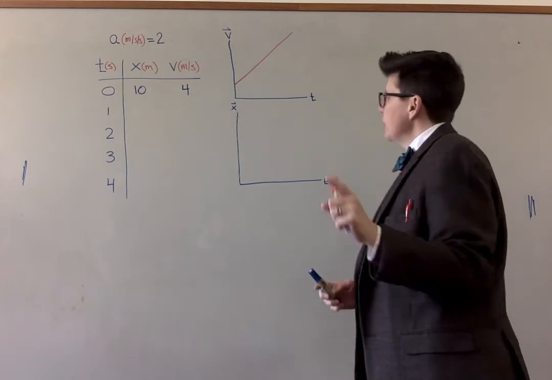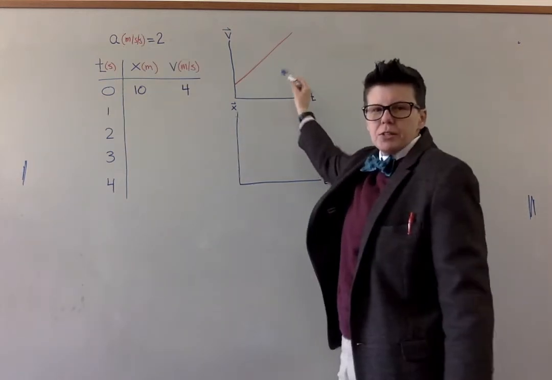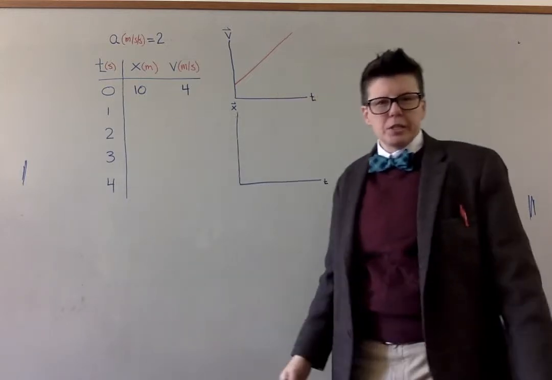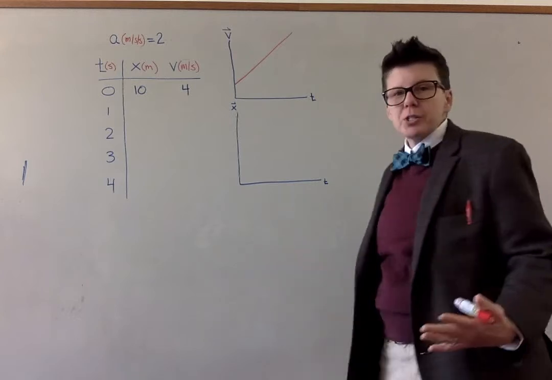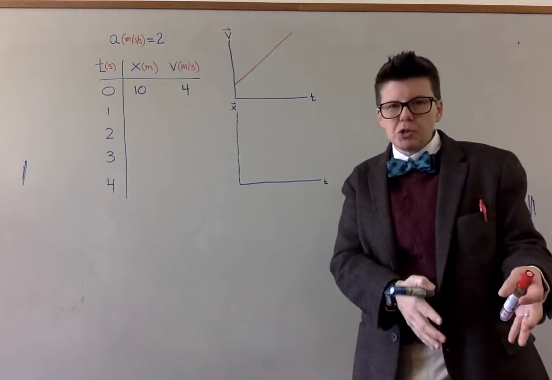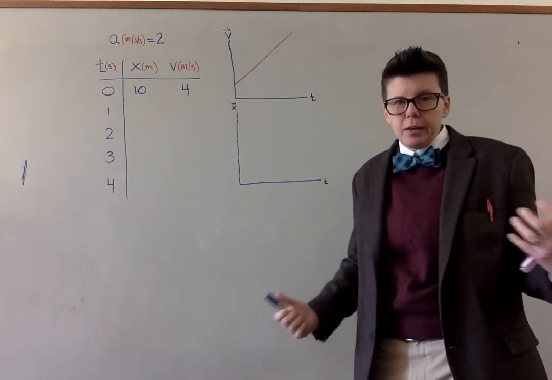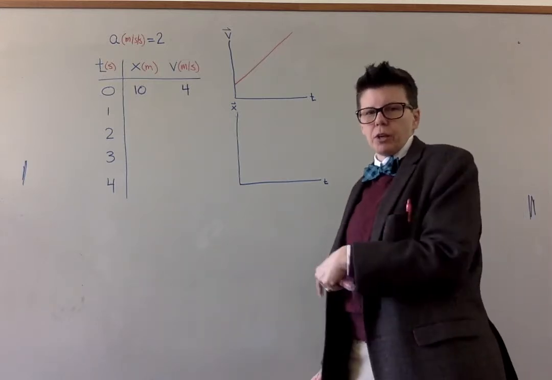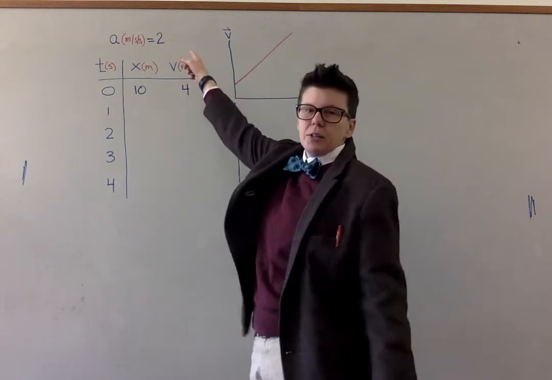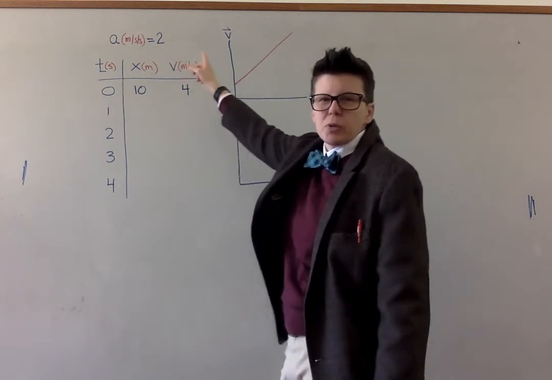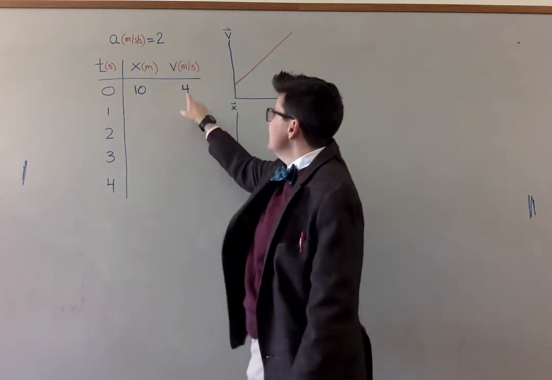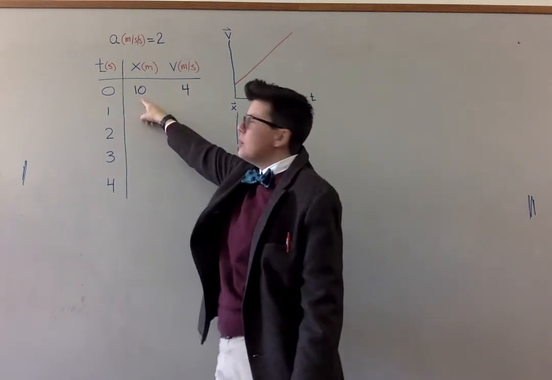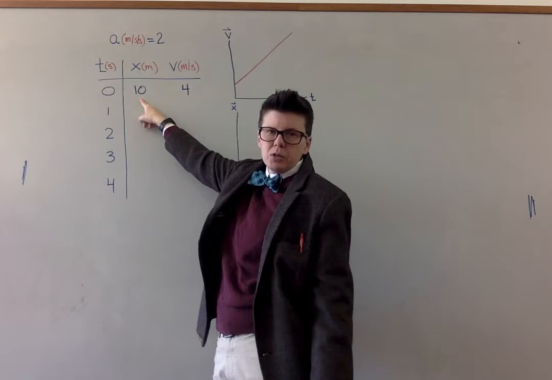Hey, so let's look at how to create velocity graphs, position graphs, and a simple velocity position data table based on a particular scenario, and then we're going to abstract it into something that will work for any constant acceleration scenario. So here's the setup of this particular situation. You've got an acceleration of plus 2 meters per second squared, an initial velocity of plus 4 meters per second, and an initial position of 10 meters.